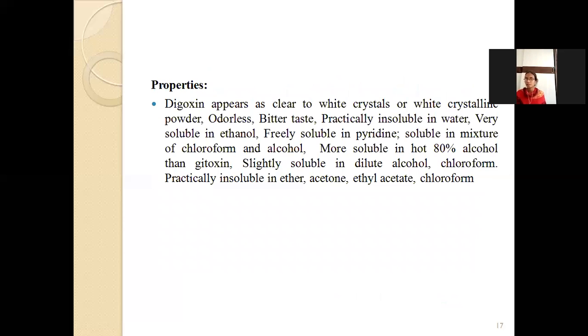Next, properties. It appears as a clear to white crystal or crystalline powder, meaning it may be available in crystalline or powder form. It is odorless, meaning it does not have any smell, but bitter in taste. It is insoluble in water and soluble in ethanol, freely soluble in pyridine, and also soluble in a mixture of chloroform and alcohol. It is more soluble in hot alcohol, slightly soluble in dilute alcohol and chloroform, and insoluble in ethyl acetone and ethyl acetate.